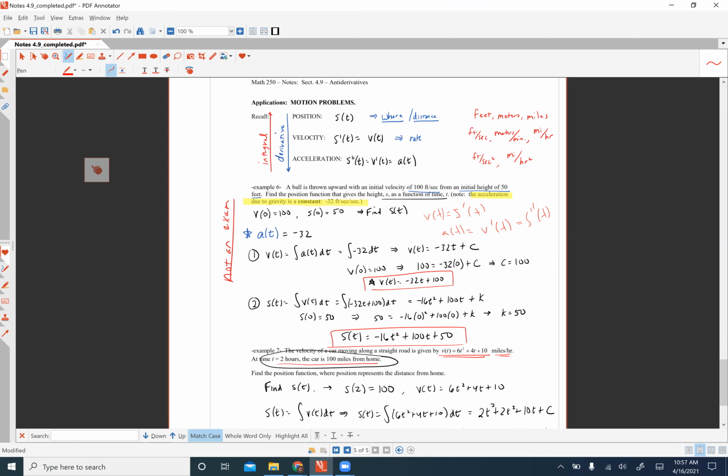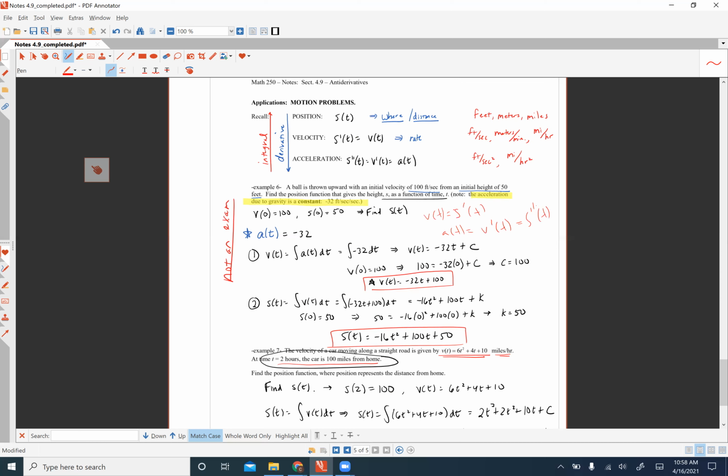Okay, so a ball is thrown upward with an initial velocity. So you have an initial value. You're throwing the ball up, and the initial velocity is 100 feet per second, and the initial position is 50 feet. So v of 0 is 100, and s of 0 is 50. Find the position function that gives the height as a function of time. The acceleration, gravity, is just a constant, minus 32 feet per second squared, because it's going downwards. So up is positive, and down is negative.